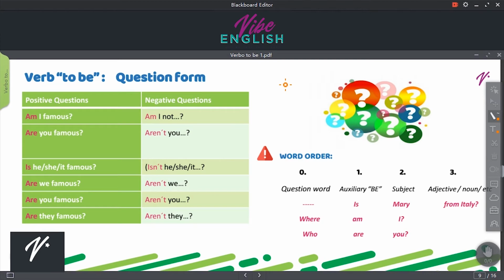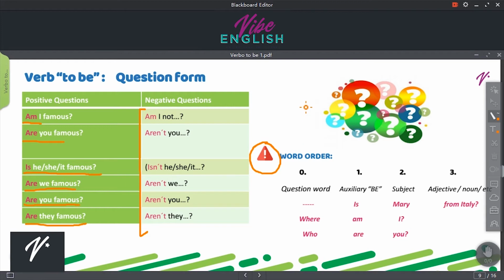The next slide shows the verb to be in its question form. I will just read through the positive questions. You can also obviously have a look at the negative ones. Am I famous? Are you famous? Is he, she, it famous? Are we famous? Are you famous? And are they famous? What's really important to have a look at is the word order.